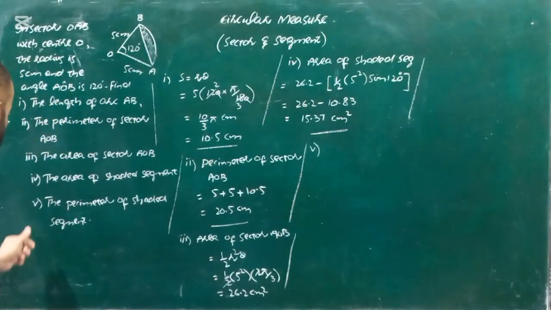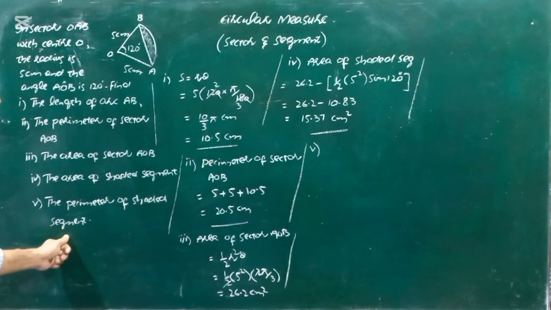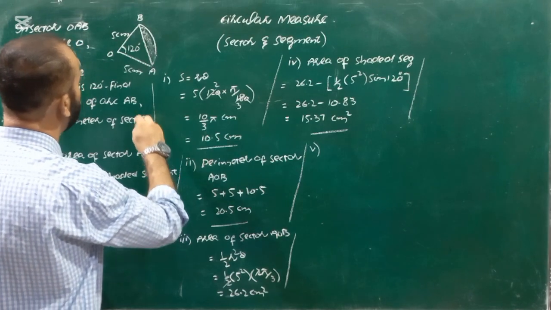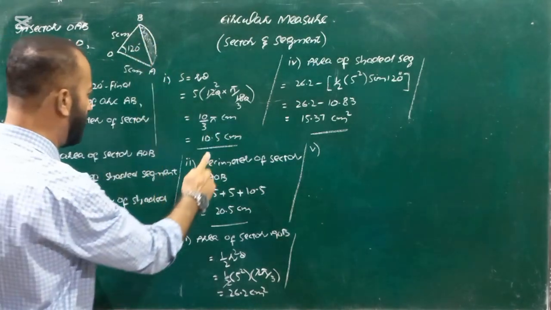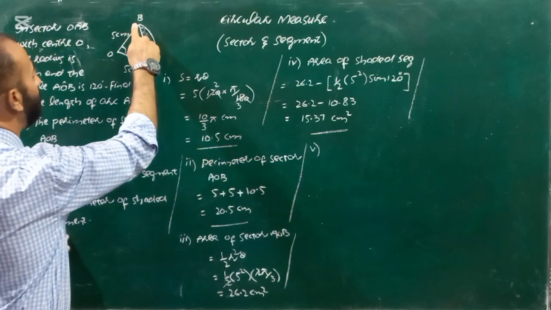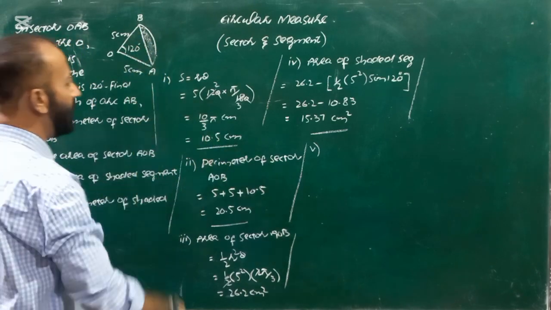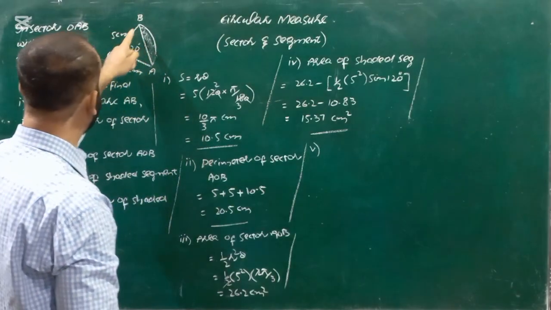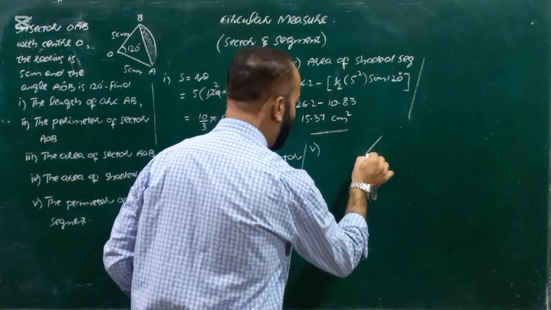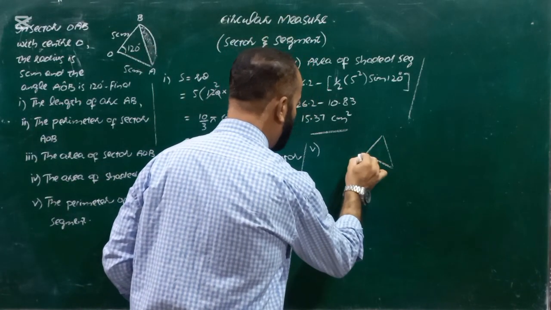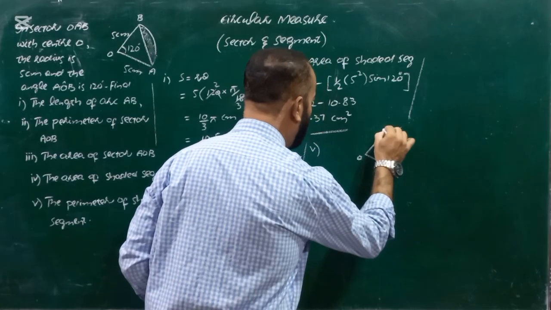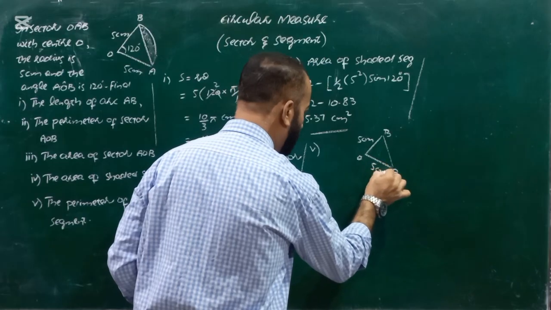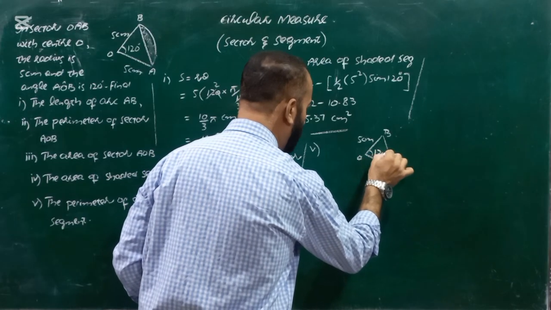Now the fifth part is the perimeter of the shaded segment. So here is the shaded segment. Before finding the perimeter of this shaded segment, because this arc length is here, that we have found in the first part, the only missing thing is AB, the straight line AB. So first we will find the length of AB in this triangle. I'm taking out this triangle. So here is O, A, B. This is given 5 centimeter, this is given 5 centimeter, and here is 120 degree.